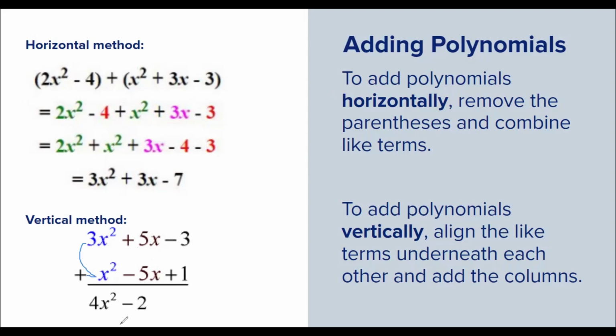So these first two terms are similar, so you can add them up. You have 3x squared plus x squared, and that yields 4x squared. The second terms in both polynomials, you have 5x and you have negative 5x, and those combine to 0 because they cancel out, so you wouldn't include that in your answer. Finally, you can add negative 3 and positive 1, and that would give you negative 2. So altogether, that gives you 4x squared minus 2.